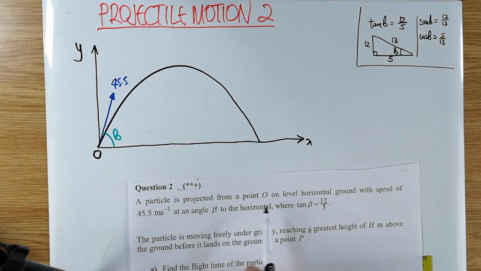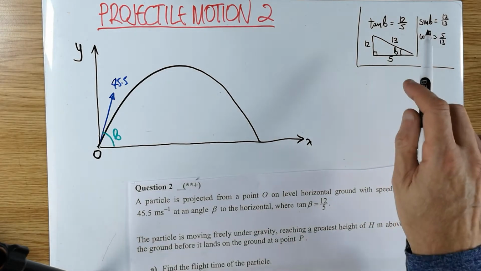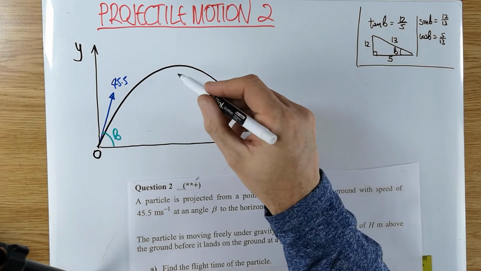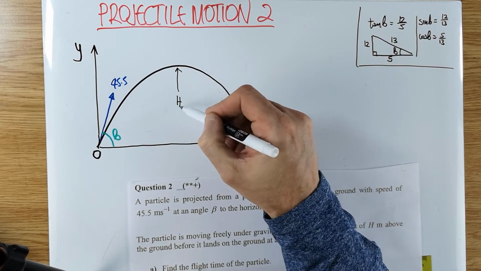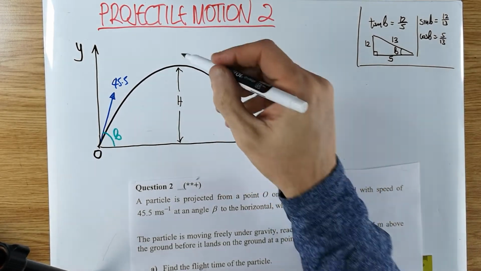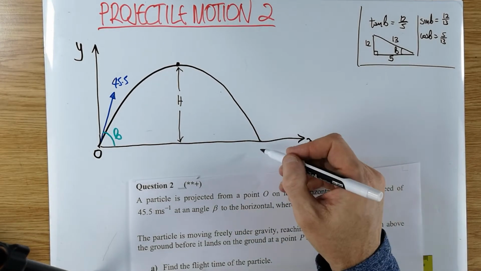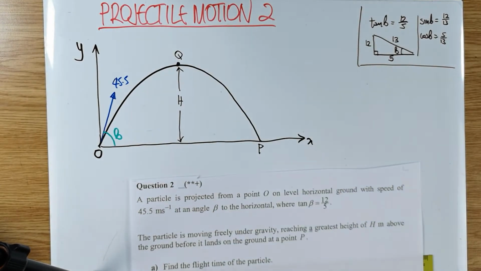And let's read. Particle projected, level horizontal ground, speed 45.5, angle beta with its particulars. The particle is moving freely under gravity, reaching a greatest height of h meters. So h meters is not the point here, it's actually the height. So that's h there. And this point, I think they're calling where it lands P. So I'm going to call this point Q. So Q is the position of the particle, the golf ball, when it's at its highest. And then it's asking us for all sorts of things.